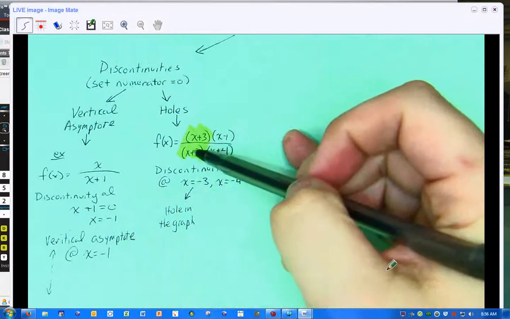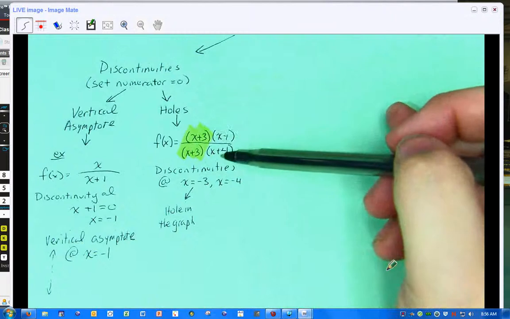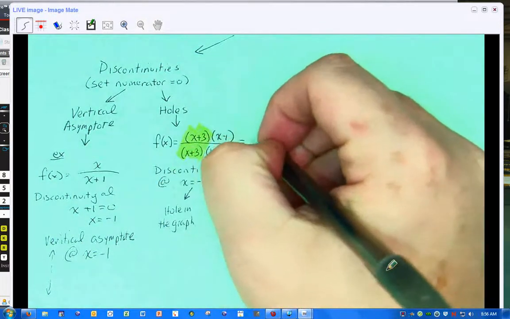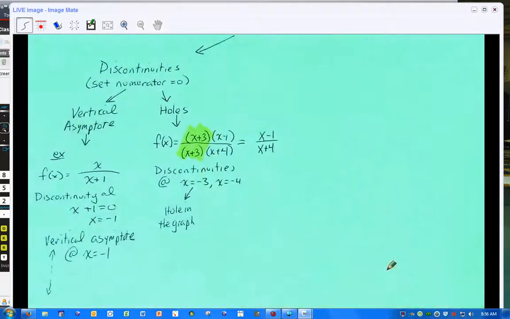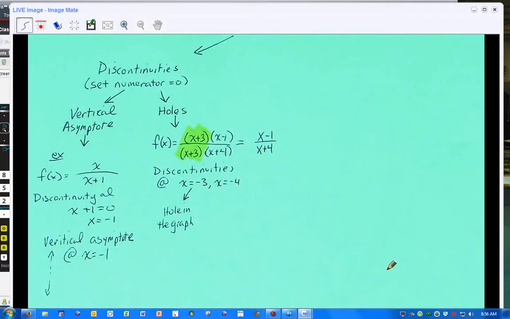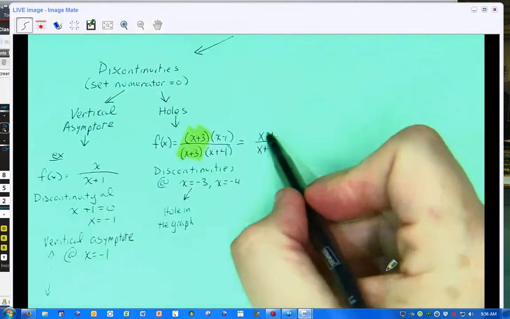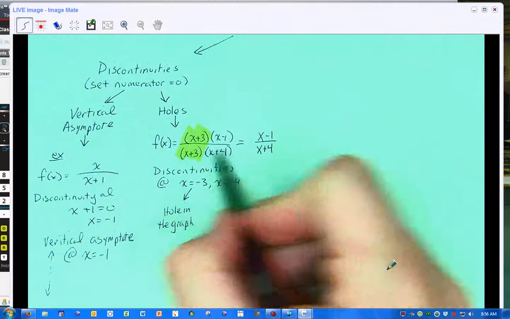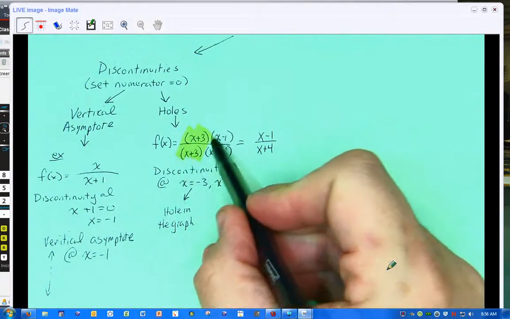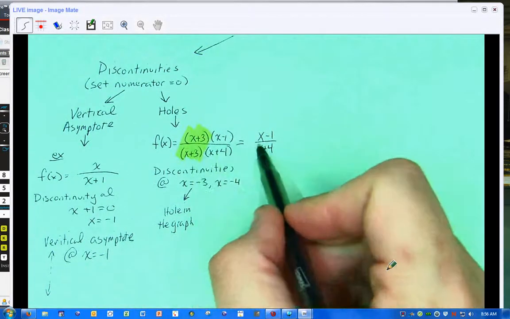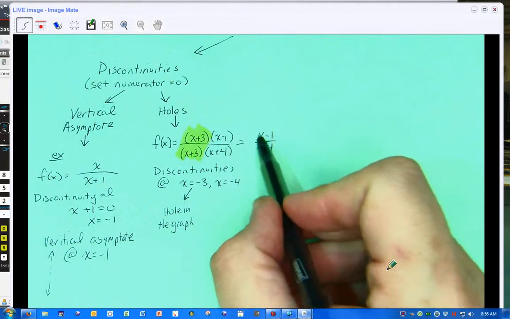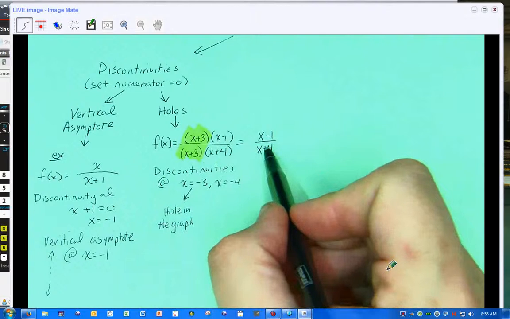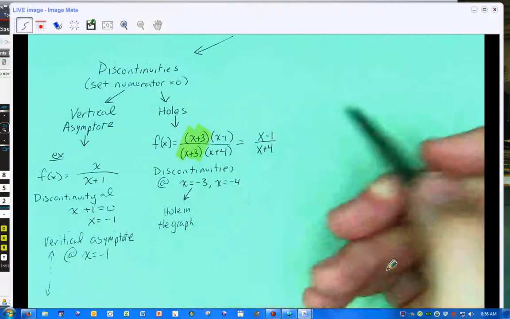Yes, it is a discontinuity because we are graphing the original function and not a different function. If you divide those two out, you get x minus 1 over x plus 4, which is going to help you if you have to find points, things like that. This graph is going to be identical to this graph, except this graph is going to fill in the hole. But we have to account for the original, not something that we've algebraically manipulated. This isn't the graph of f of x. This is just a helpful tool for us to find points that we need.